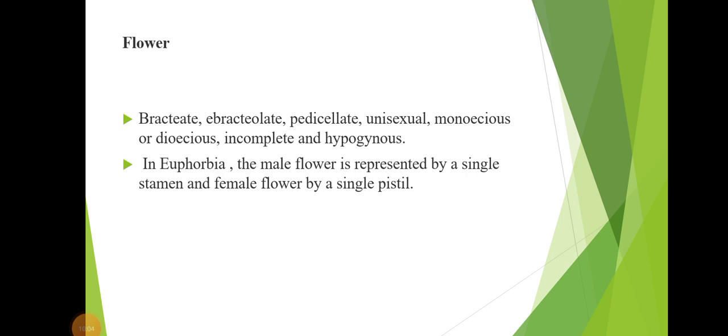If you see the flower, the description of the flower is bracteate, abracteolate, pedicellate, unisexual, monoecious or dioecious, incomplete and hypogynous. In Euphorbia, the male flower is represented by a single stamen and the female flower by a single pistil.